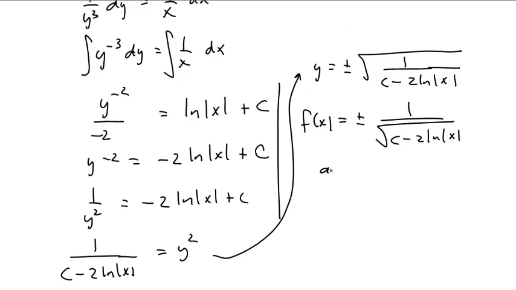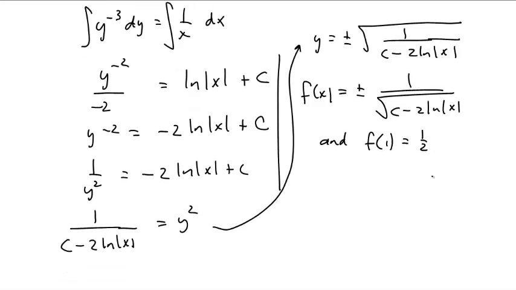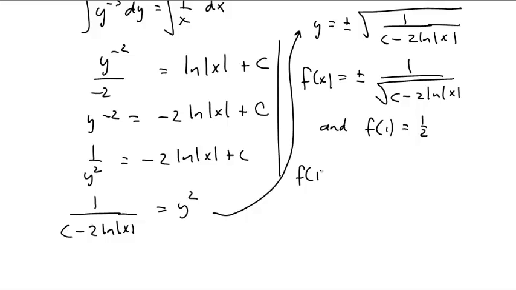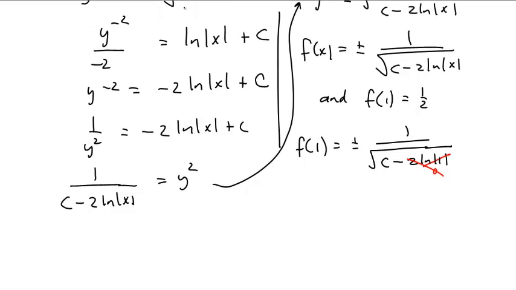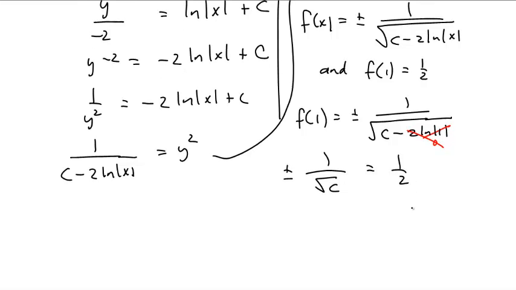So here's where the initial condition comes back in. F of 1 is 1/2. Well, let's plug in that information. That means that we want f of 1, which is plus or minus this 1 over the square root of, we're plugging in 1, c minus 2 times the natural log of absolute value of 1. Hey, natural log of the absolute value of 1 is the natural log of 1, which is 0. And 0 times 2, it's gone. So basically what we're saying is plus or minus 1 over the square root of c has got to be 1/2. And so this means two things.